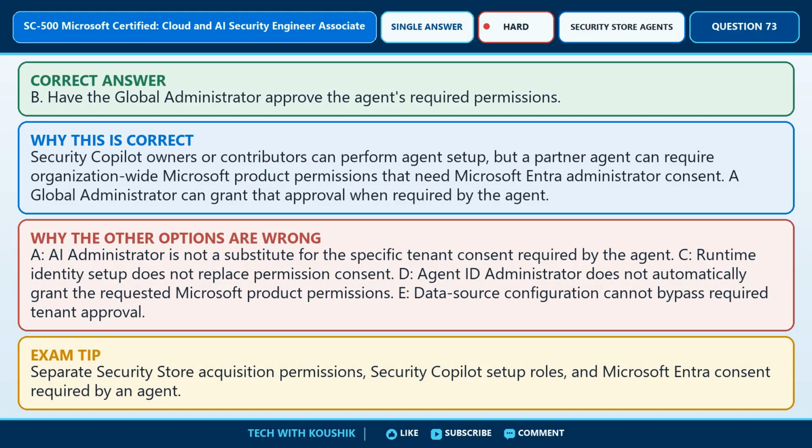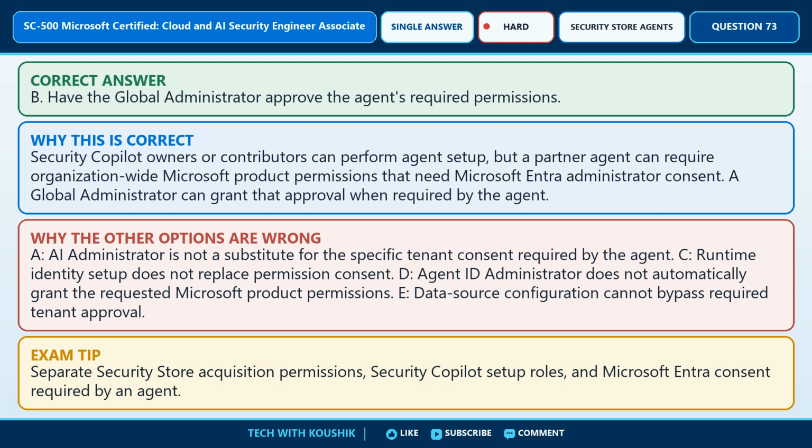The correct answer is option B. Have the global administrator approve the agent's required permissions. The reasoning is as follows. Security Copilot owners or contributors can perform agent setup, but a partner agent can require organization-wide Microsoft product permissions that need Microsoft Entra administrator consent. A global administrator can grant that approval when required by the agent.